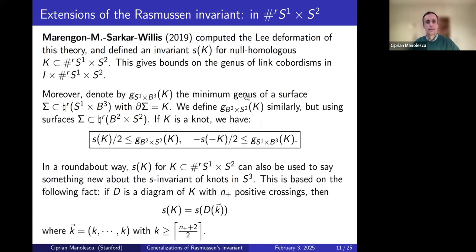Okay, so now what did we do? With Marengon, Ciprian, and Willis in 2019, we defined a Lee deformation of this theory, and we defined an invariant s, similarly to what Rasmussen did for null homologous knots or links in connected sums of S1 times S2. And from here, of course, we get bounds on the genus of link cobordisms in an interval times this manifold.